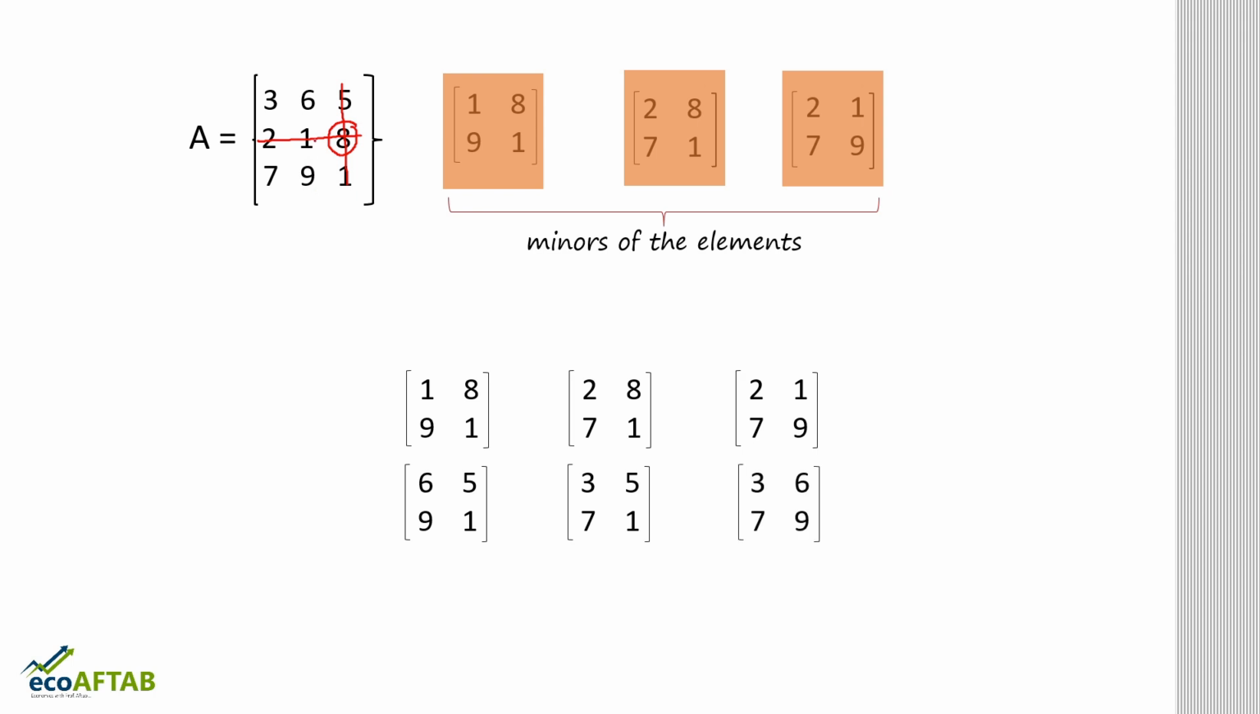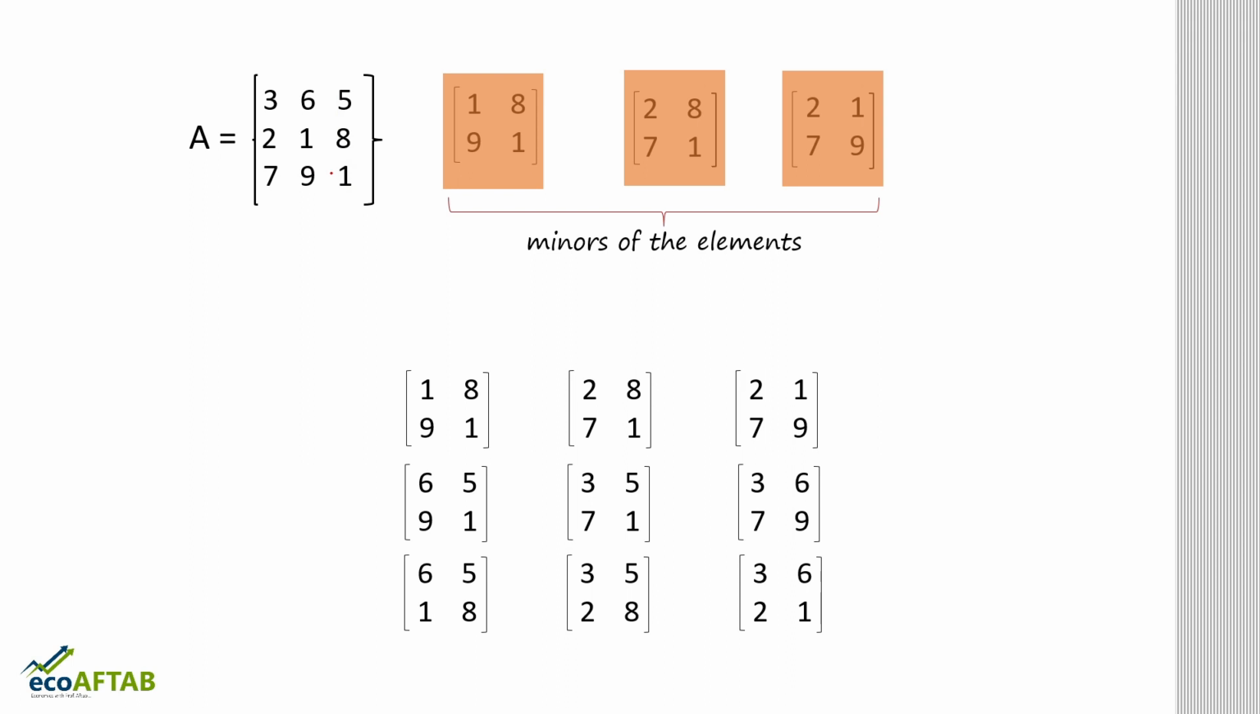And now coming to the final row, if I want to know what is the minor of element 7, I will remove this row and this column. So what is left is 6518. Similarly, minor of element 9, what is left is 3528. And lastly, minor of element 1, I will take out this column and this row, what is left is 3621.